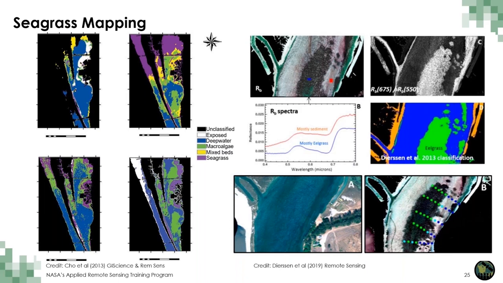Particularly, we can see the improvement in the benthic reflectance retrieval in the bottom right-hand figures here, and the agreement with diver-collected benthic cover data shown by the different color dots.